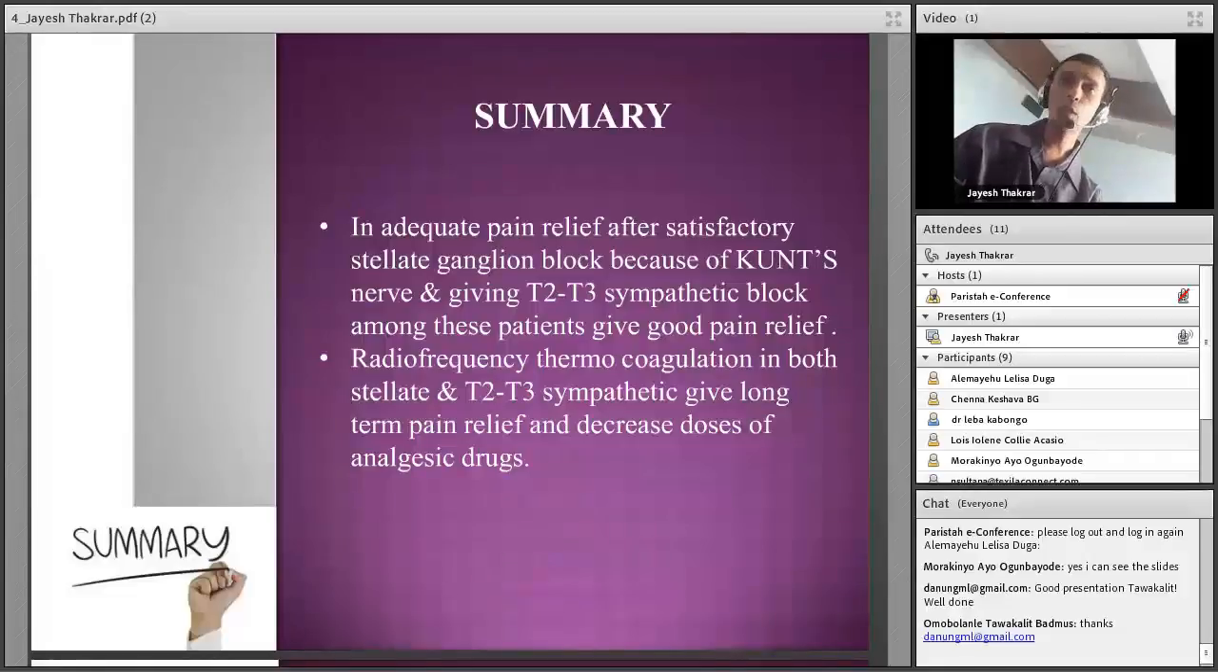After doing the diagnostic block with local anesthetic, we plan for radiofrequency thermocoagulation in both groups for long-term pain relief, and after the pain relief, we have observed a decrease in the dose of the analgesic drugs.